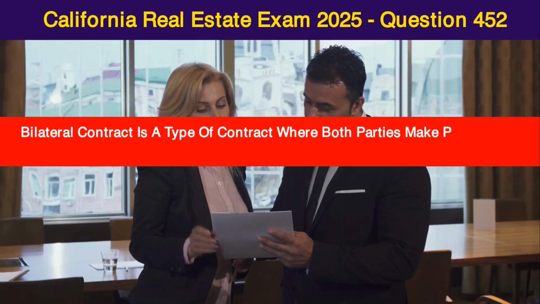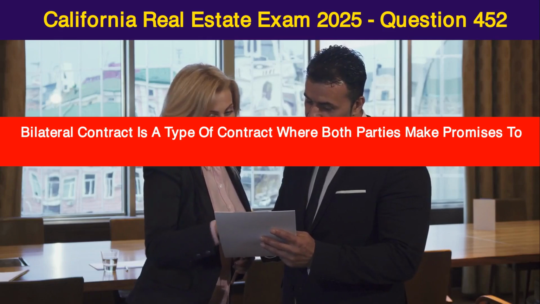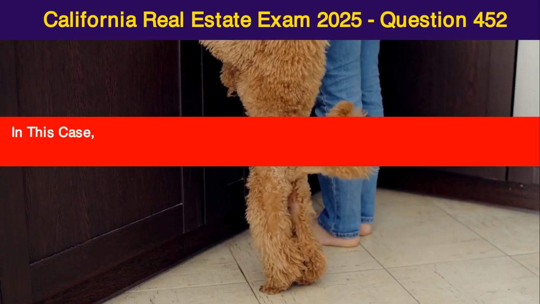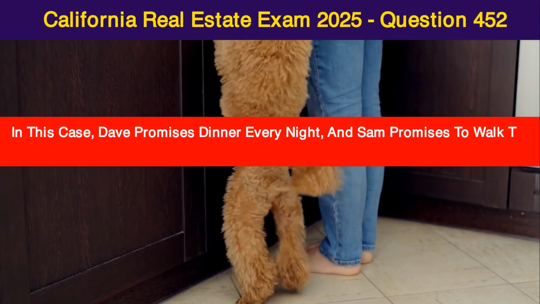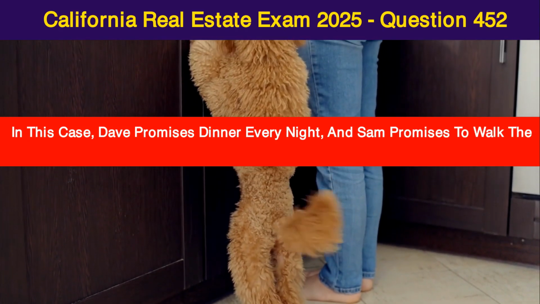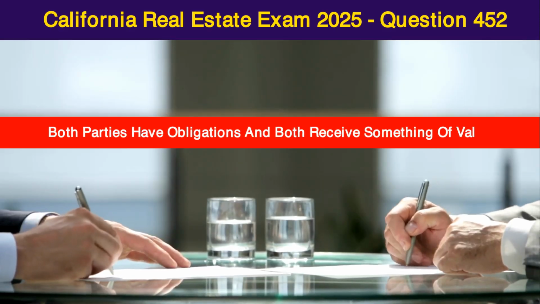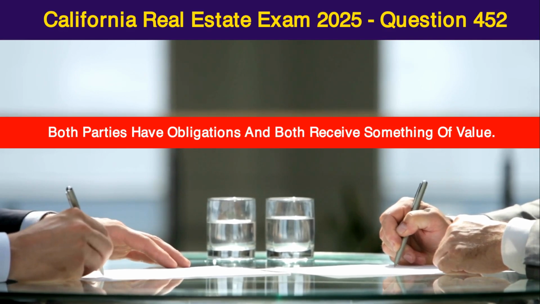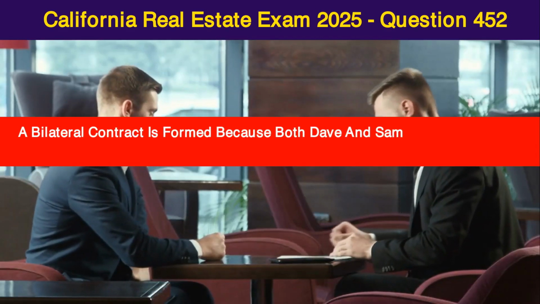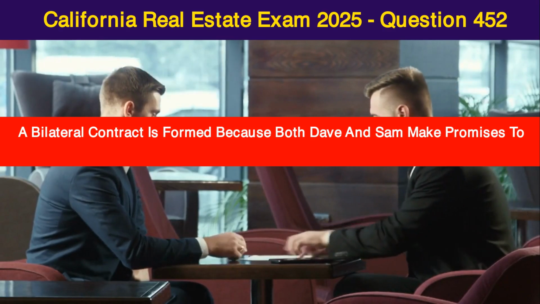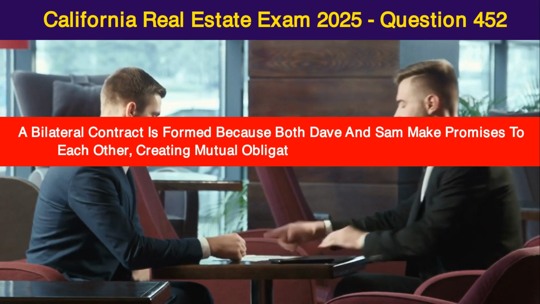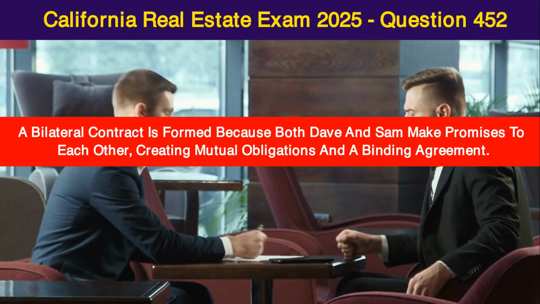Bilateral contract is a type of contract where both parties make promises to each other. In this case, Dave promises dinner every night, and Sam promises to walk the dog every morning. Both parties have obligations and both receive something of value. A bilateral contract is formed because both Dave and Sam make promises to each other, creating mutual obligations and a binding agreement.